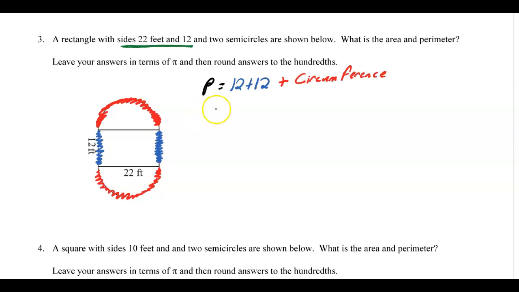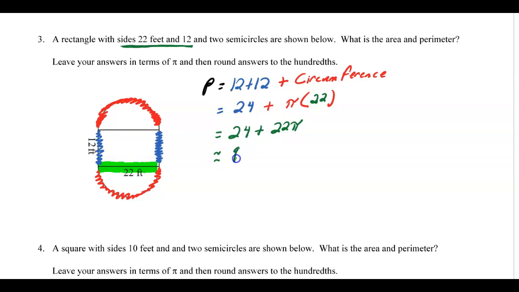So doing this, we get 24 plus the circumference, which is pi times the diameter, and this green piece is 22, which means that's the diameter. So I'll say pi times 22. So the exact circumference is 24 plus 22 pi, because when you put the 2 red pieces, you get a full circle. Doing that on my calculator, I'll get this as approximately 93.12 feet.